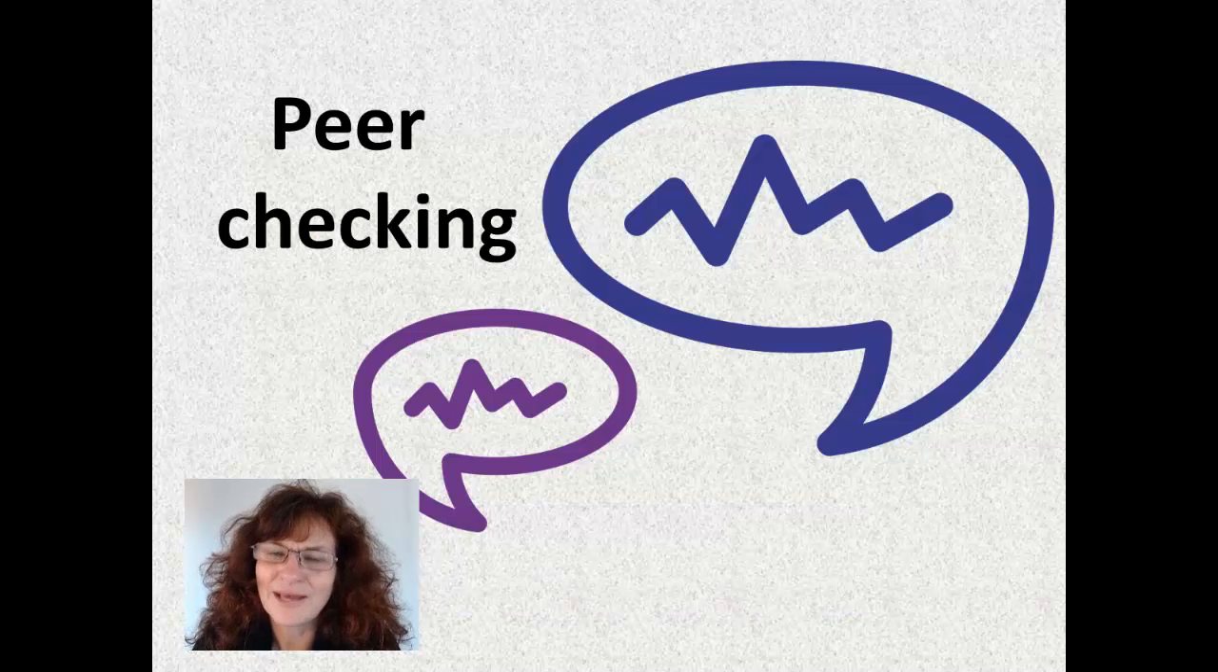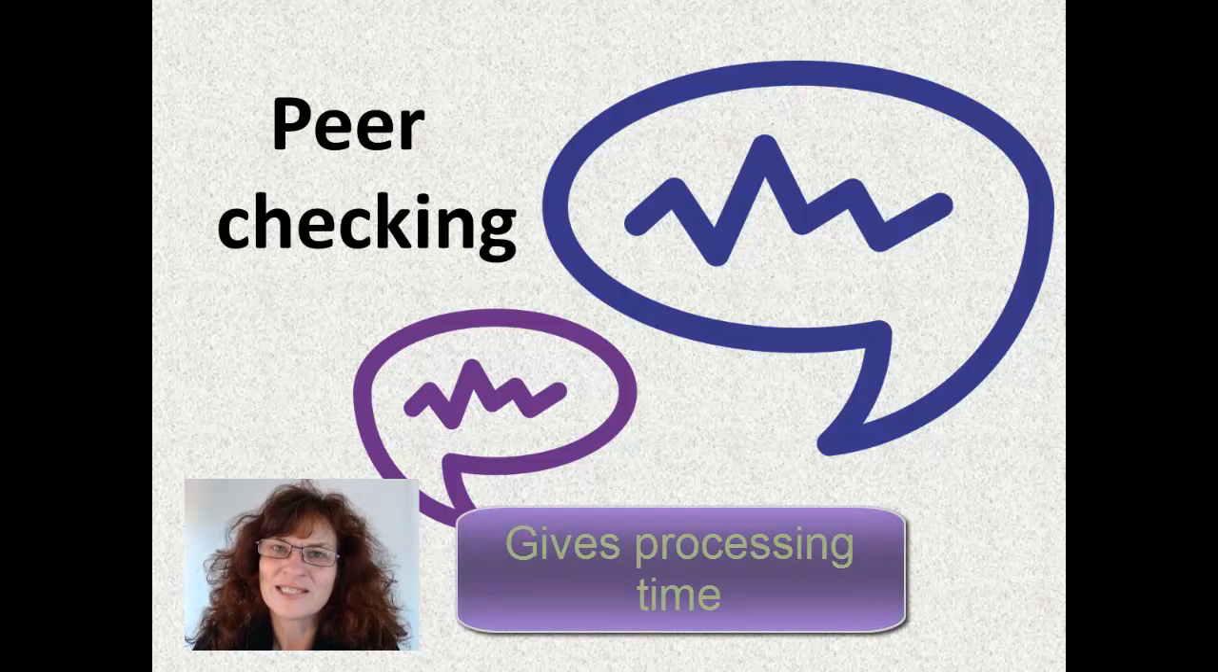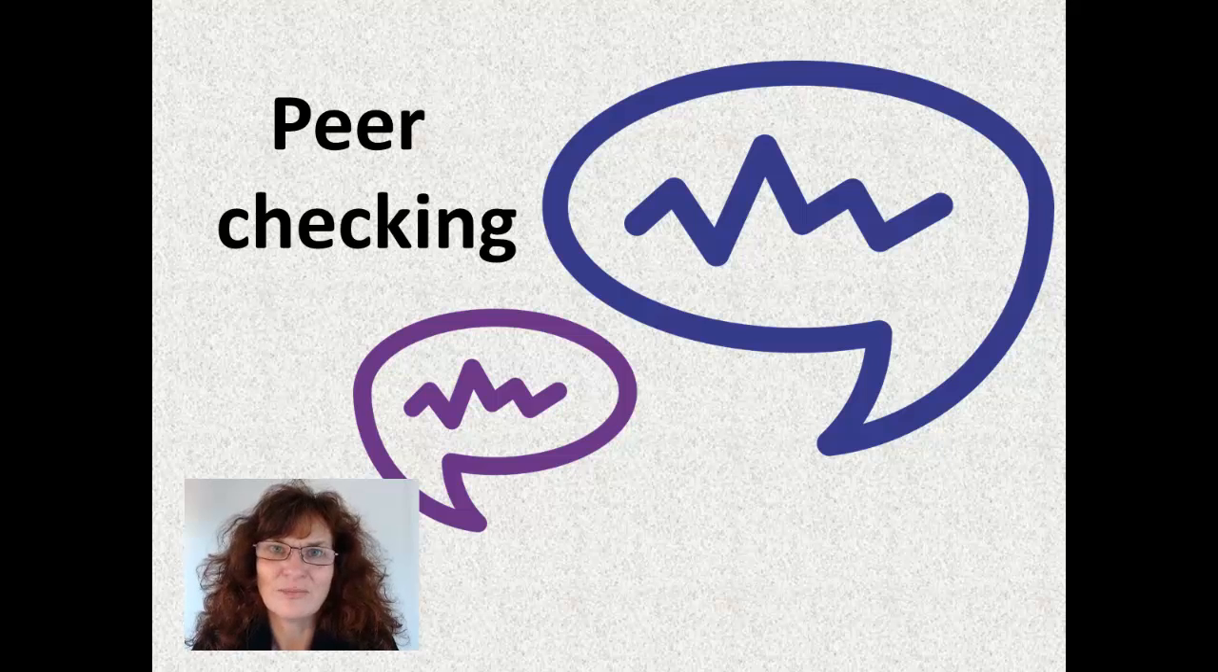Peer checking can also help with this. We've talked about peer checking before, but it can help with this because it can give some of that processing time to people to sort out the answers in their head before they have to produce them in public.